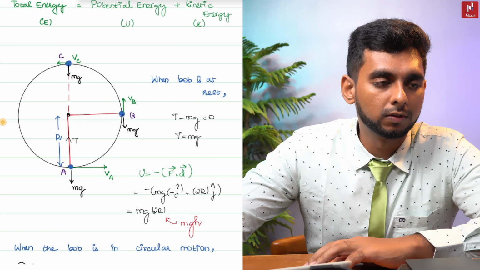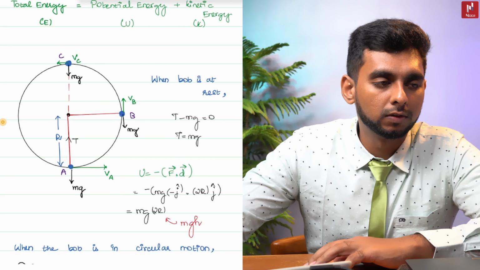Right, now let me do the solving. m will get cancelled out. Negative and negative will become positive. If I just do the rearrangement, I'll end up getting the answer. So you will have vc square equal to g times r. Okay, so vc will be equal to root gr. So that's the velocity that is needed over here.